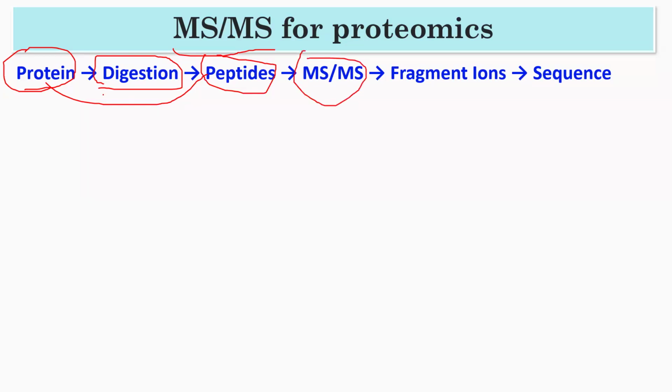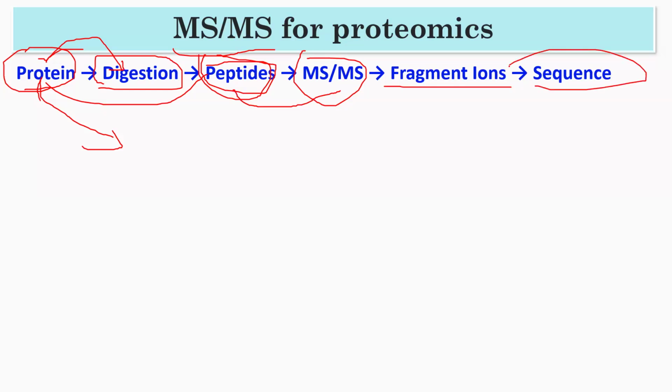We don't send the sample directly to mass spectrometry. First you have to break it down, because it's very big, and change it to peptides. Digestion uses an enzyme, for example trypsin, or other methods. Then these peptides you can send to MSMS, where they fragment into ions, and then we can know what kind of sequence was present.